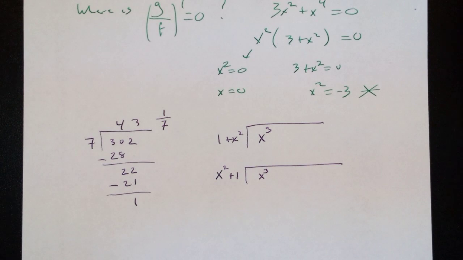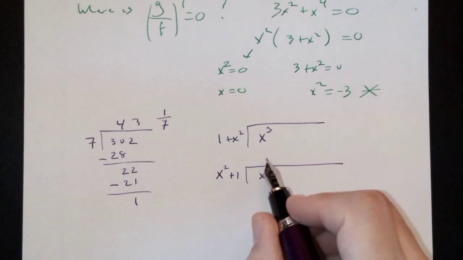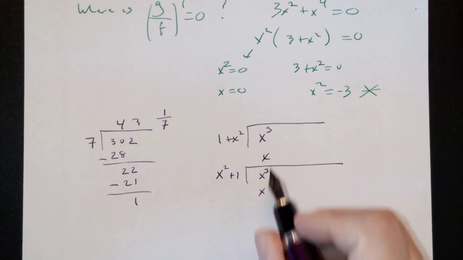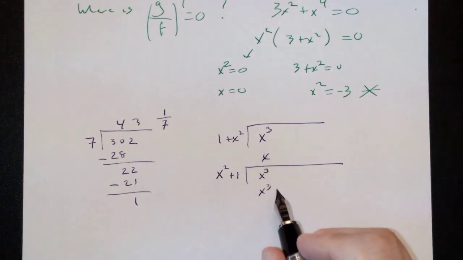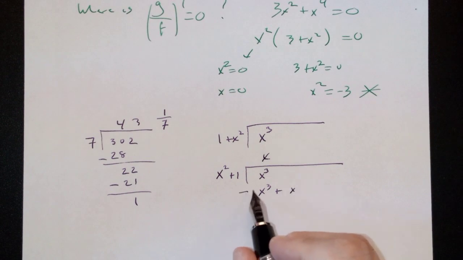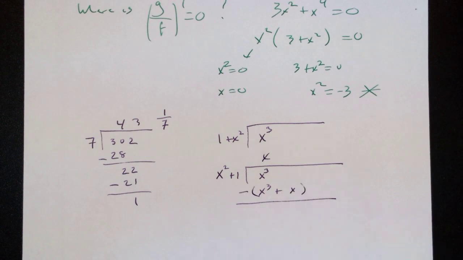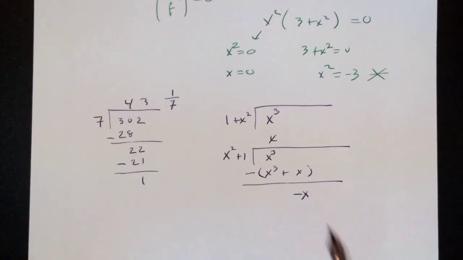How many times does x squared go into x cubed? It would be an x, right? X times x squared gives me an x cubed. So I put an x up here, and then I multiply. X times x squared is x cubed. X times 1 is x, and I subtract. The x cubes get canceled out, but I'm left with a minus x.